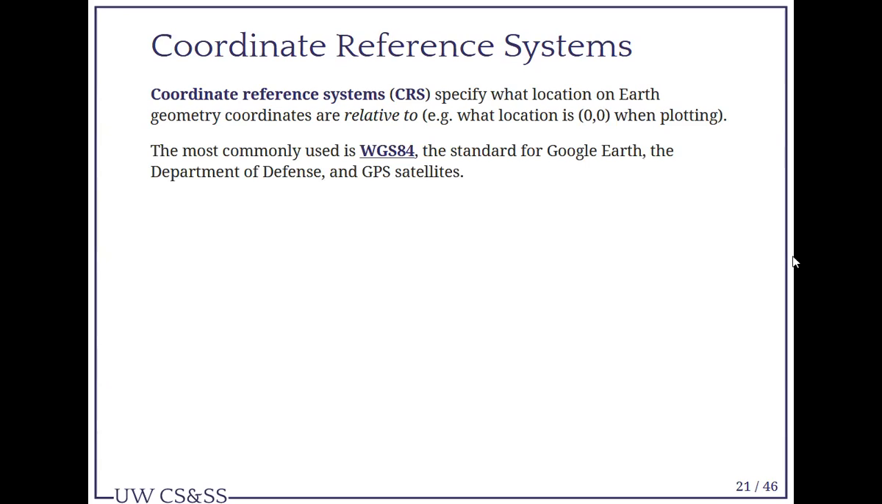The most commonly used one is WGS84. This is the standard for Google Earth, the Department of Defense, and the GPS on your phone.